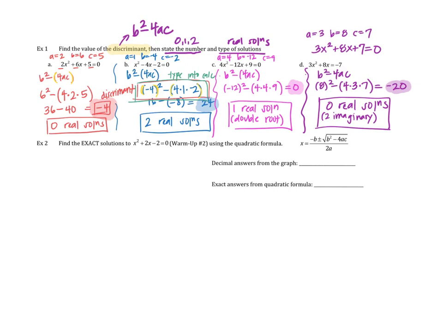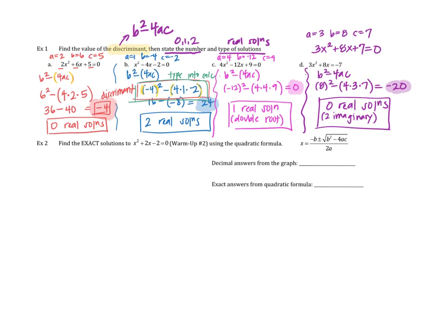So for C, you should have gotten a discriminant of 0, which tells us we'd have 1 real solution. It'd be a double root. And for D, I got negative 20, which tells me, because it's negative, I'd have 0 real solutions. You can always write 2 imaginary if you want, because again, we know all quadratics have 2 solutions. But in this case, in Algebra 1, we're only focusing on real solutions.